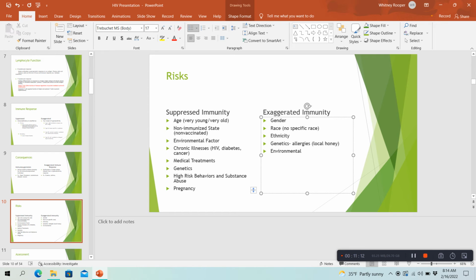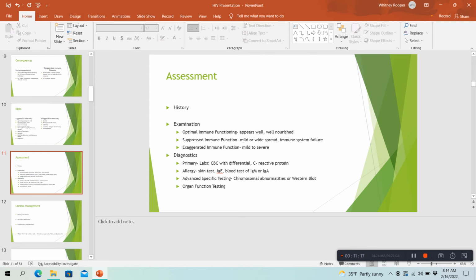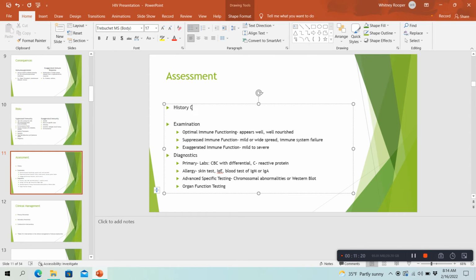History: allergies, exposures. You want a detailed history about what's going on with the patient. You want to look at their immune functioning; we may even do blood tests. All these things fall down here into the diagnostics. You see the allergy testing. A lot of people get allergy testing, especially if they're allergic to a lot of medications. Obviously, we don't want to flare them up or make them have anaphylactic reactions. Then you have suppressed immunity, which we've already gone over. And then organ function testing, if we do have immune suppression.